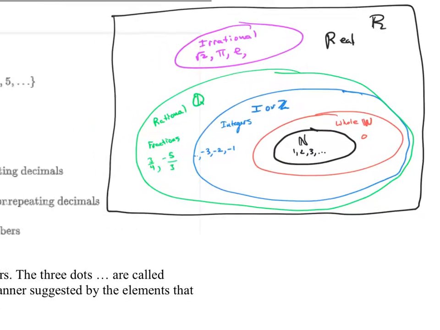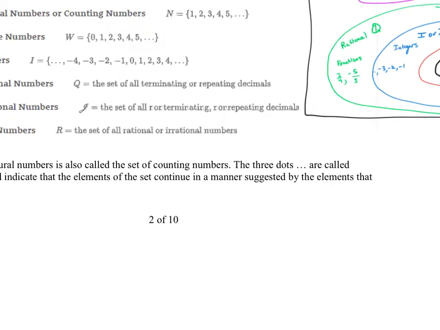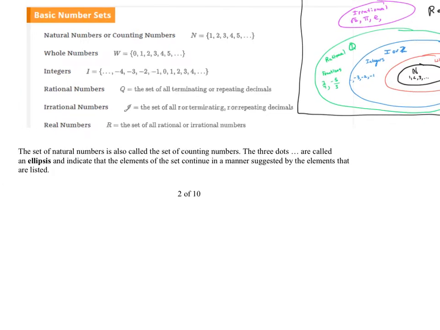Okay, last thing on this page, let's read it. It says the set of natural numbers is also called the set of counting numbers. So if it says counting numbers, those are natural numbers. It says the 3 dots, if you see 3 dots like this, those are called ellipses. And they indicate that elements of a set continue in a manner suggested by the elements that are listed.